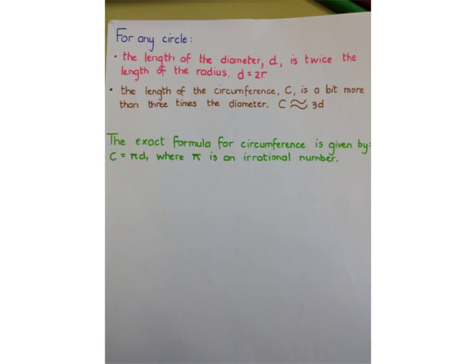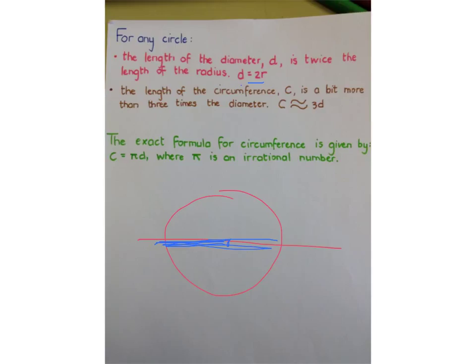For any circle, the length of the diameter, remember, goes all the way across the middle, and is twice the length of the radius. Let me show you what I mean. If this is a circle, the diameter goes this way, and then the radius is that. If that was the center of the circle, the radius is half of the diameter. So the diameter is twice the length of the radius. So D, diameter, is equal to 2r, which is 2 times the radius.